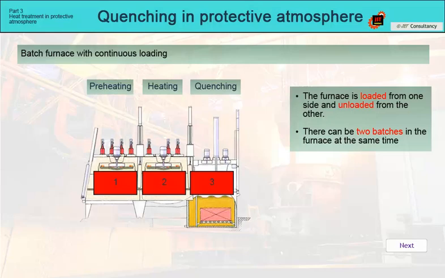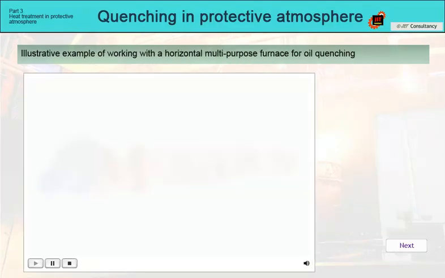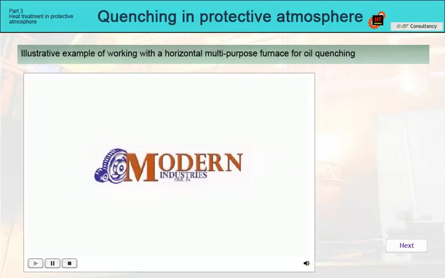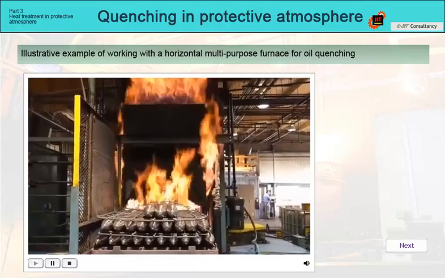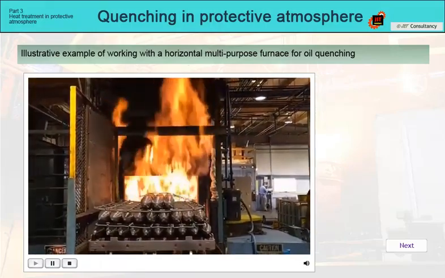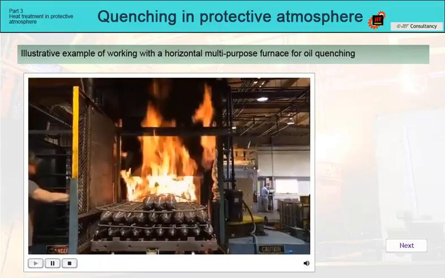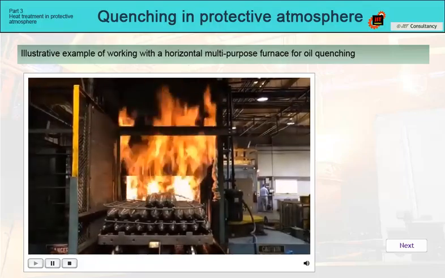In both cases, the use of the furnace increases significantly. This solution allows you to have up to 3 batches in the furnace at the same time. What it looks like to work with such a multi-purpose furnace for oil quenching can be seen in the video. It is a one-sided loading furnace, where the batch is loaded and unloaded to the same side.